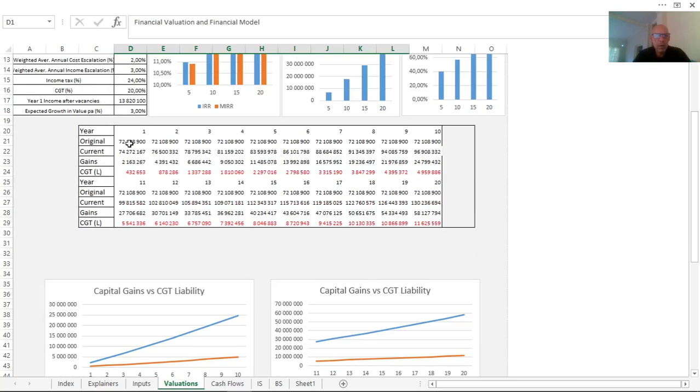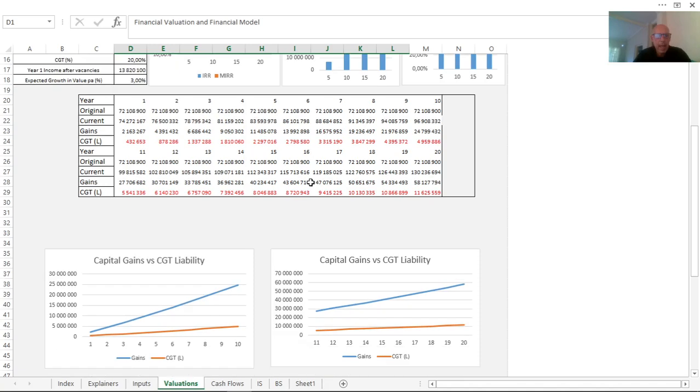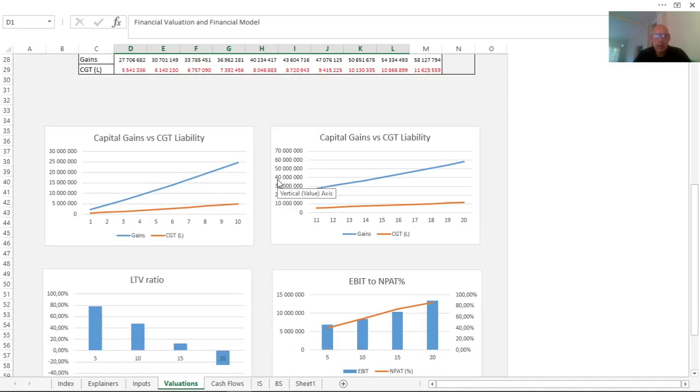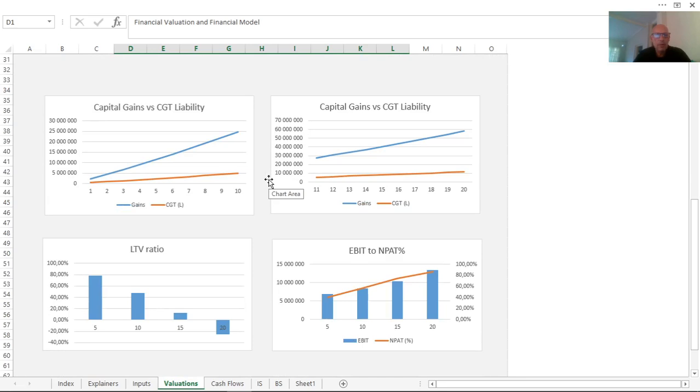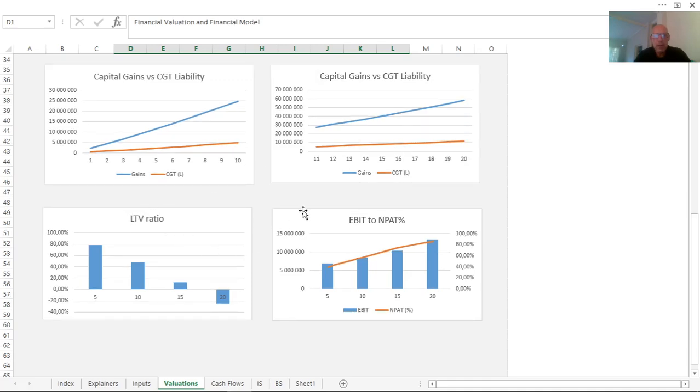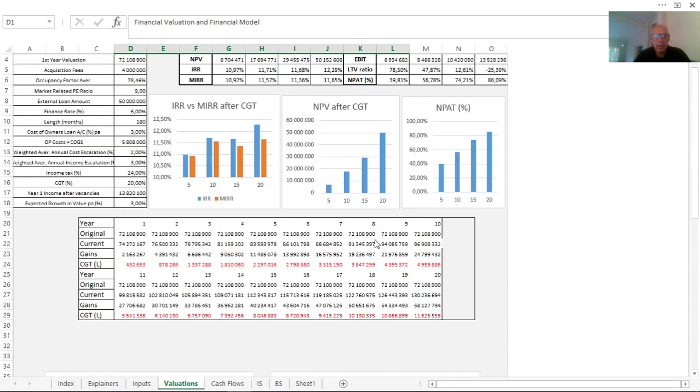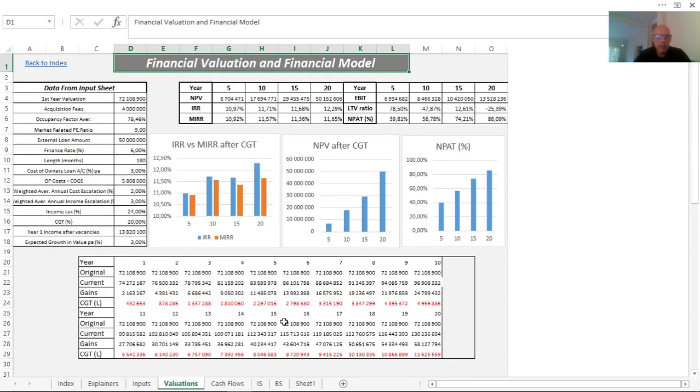This is just a visual of the numbers of your original valuation, your current valuation, your capital gains, and the capital gains tax liability, which becomes very important when we calculate your exit values, which in turn goes into the internal rate of return, etc. And just a brief graphs for your convenience: the capital gains tax versus your capital gains tax liability, loan to value ratio, etc. So you've got a little bit of a visual on the valuation itself.